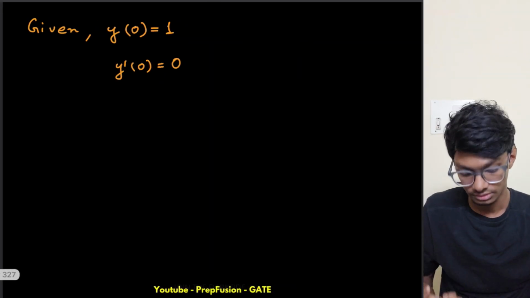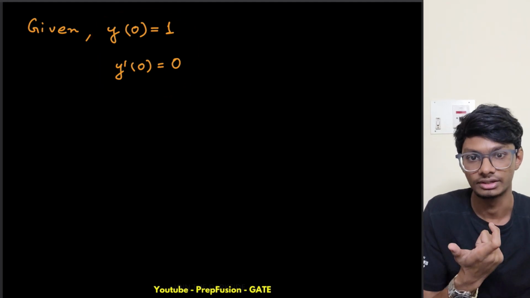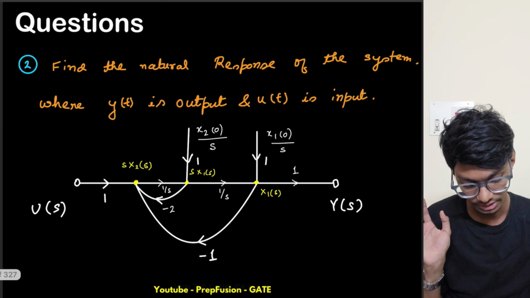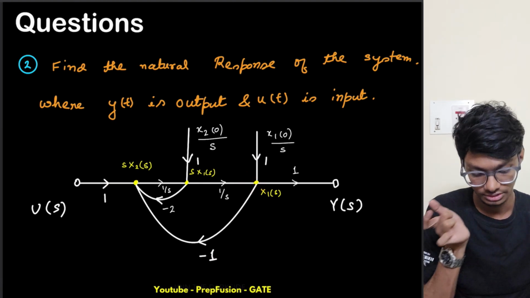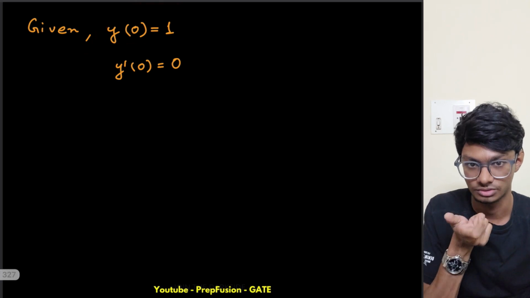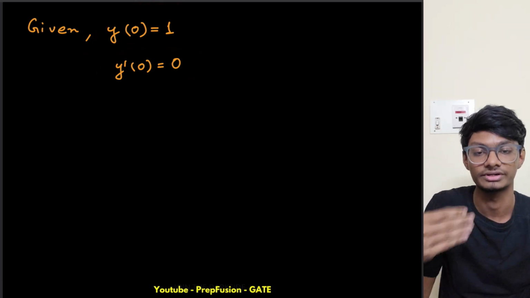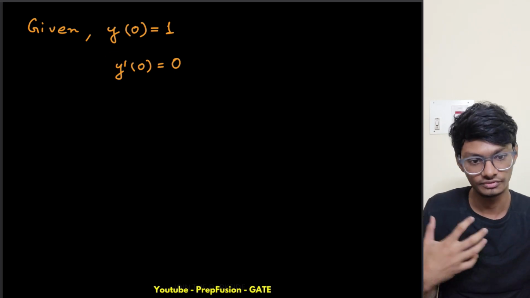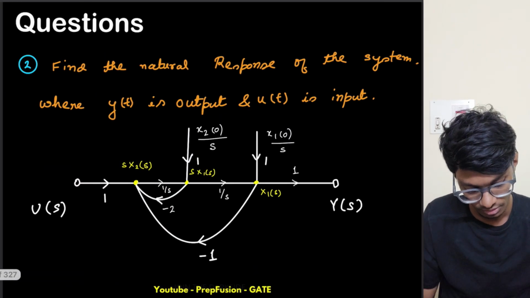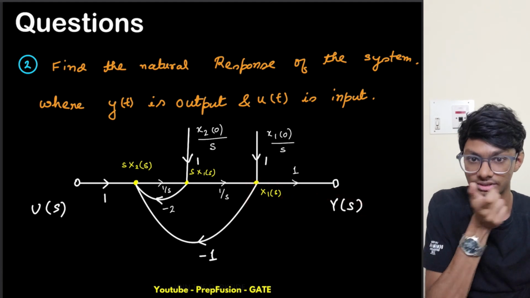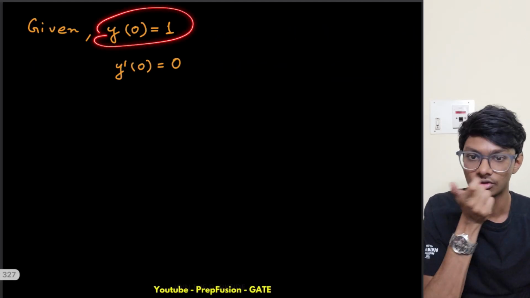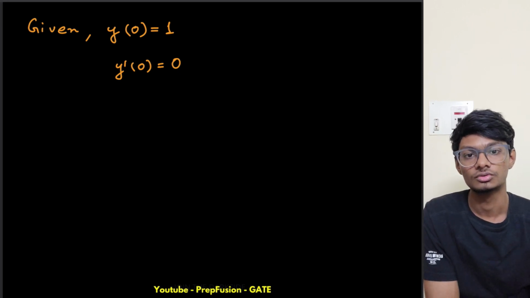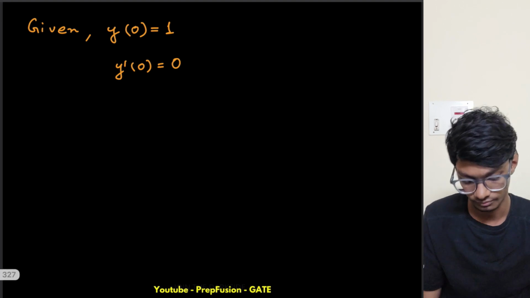So we have been given the initial values of the state variables. Here we are assuming the state variables as this one, right? So what is y of 0? y of 0 equals 1, and it is telling that y dash of 0, the differentiation of y at t equals 0, is 0. So firstly, what is y of 0? y equals x1 only. So x1 of 0 is, sorry, 1. So the initial value of x1 is 1.